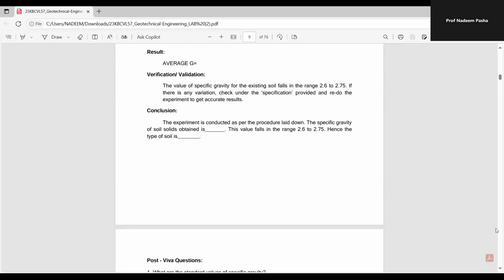Validation: the value of specific gravity for existing soil falls in the range of 2.6 to 2.75. If there is any variation, check the specification provided and run the experiment again to get accurate results. So the conclusion is the experiment is conducted as per the procedure laid down. The specific gravity of soil solids obtained falls in the range of 2.6 to 2.75, and you can classify the soil depending upon the specific gravity obtained.